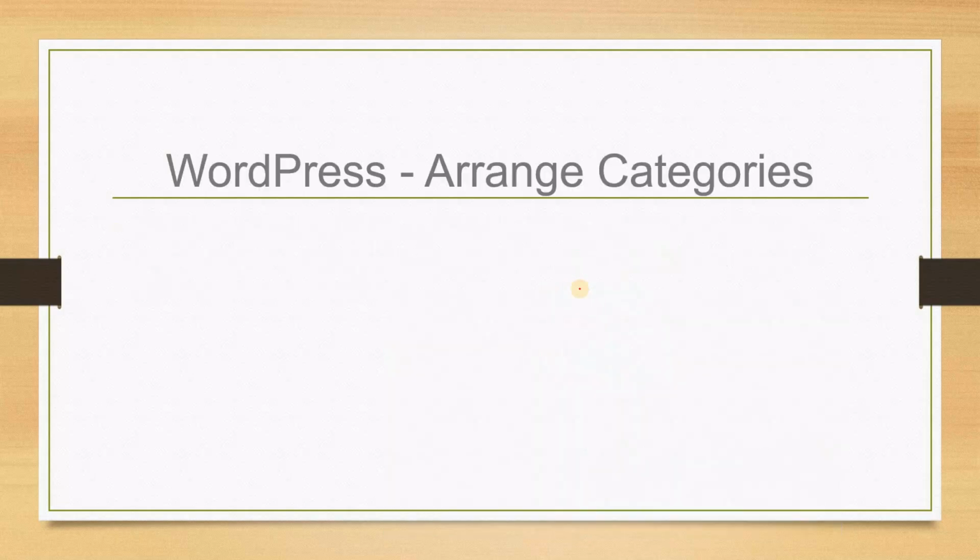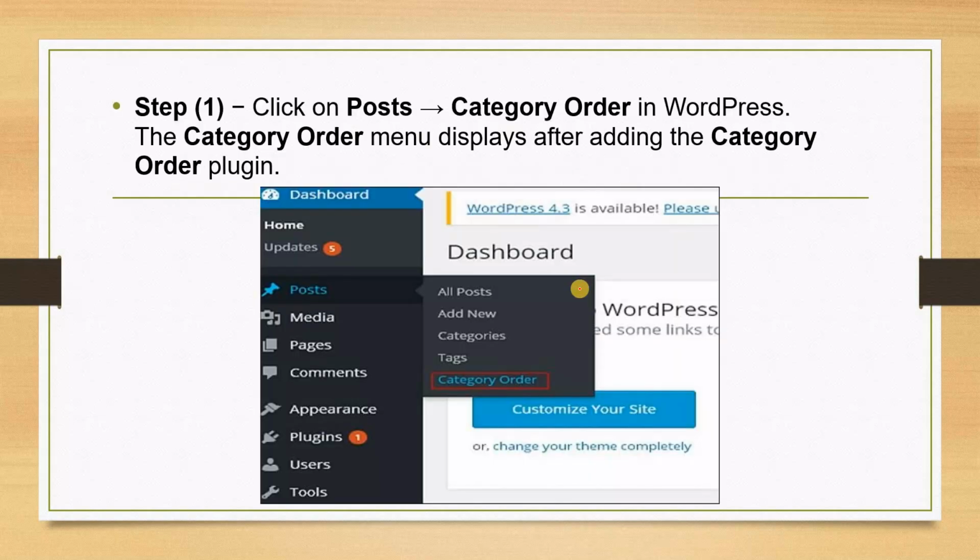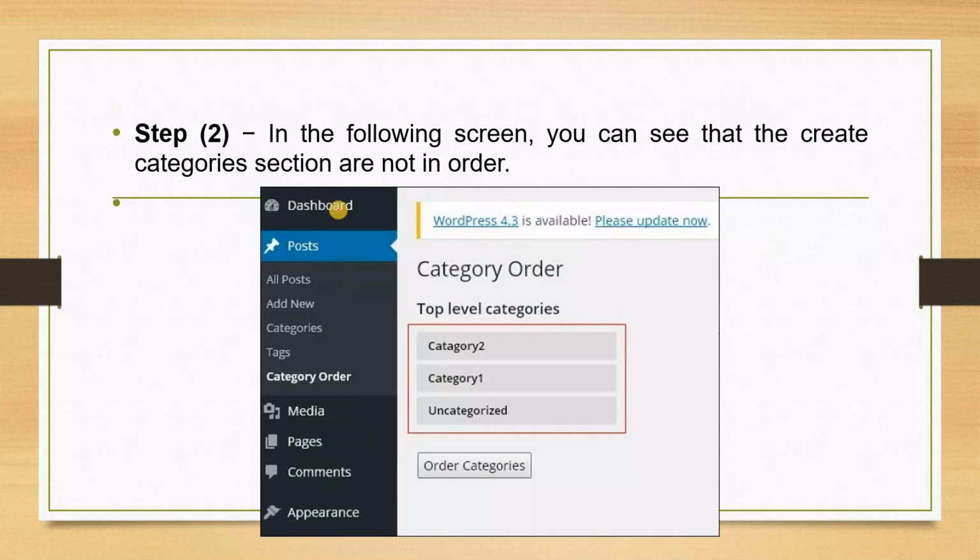So now next is arranging categories. As I explained, you can arrange the categories in WordPress. For that, you will get this option in the post, and here is the category order. When you click on it, in the following screen you can see that the created categories are not in order. Like here you can see uncategorized, category 1, category 2.